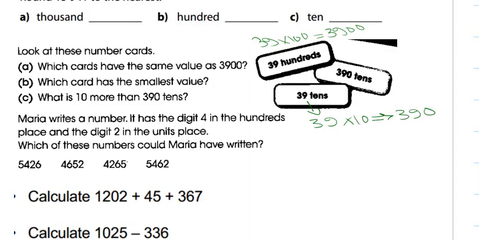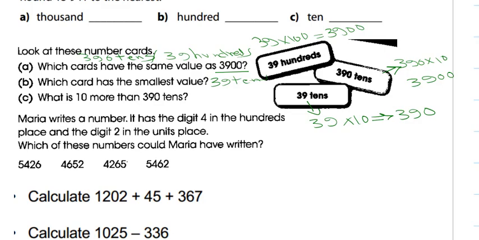If I said for you 390 tens, the number will be 390 times 10, which gives me 3,900. The question said, which cards have the same value as 3,900? We have here 2 cards, 39 hundreds and 390 tens. Which card has the smallest value? It appears that the 39 tens is the smallest value.